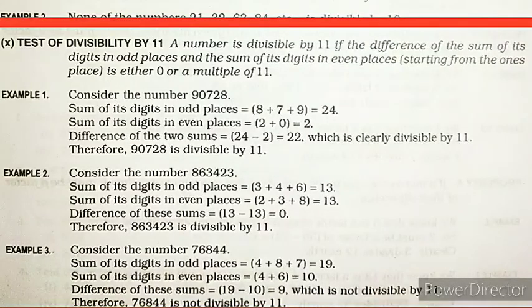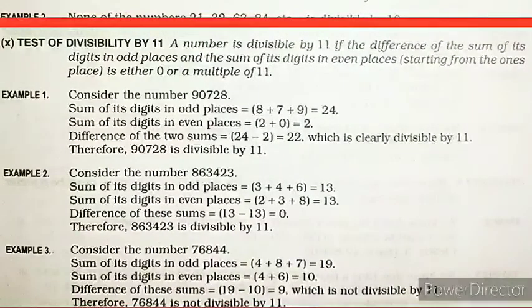Consider the number 90728. Now as you can see, 8 is in the ones place, 2 in the tens place, 7 in the hundreds place, 0 in the thousands place, and 9 in the ten thousands place. If I put a number 1 on 8, on 2 I will give the number 2, on 7 I will put the number 3, on 0 I will put the number 4, on 9 I will put the number 5. Means I have given them the marking 1 to 5 from the extreme right.